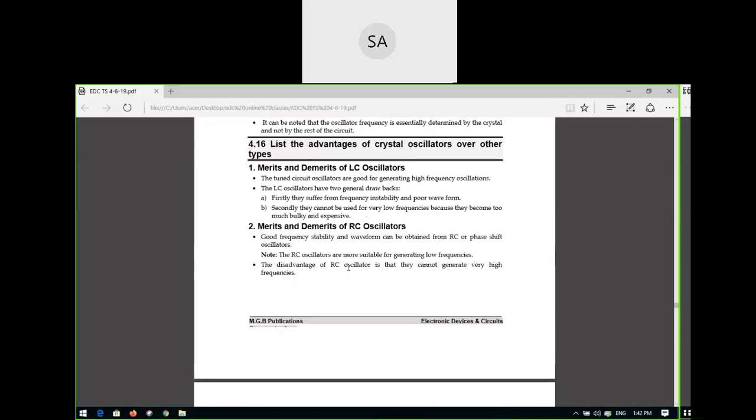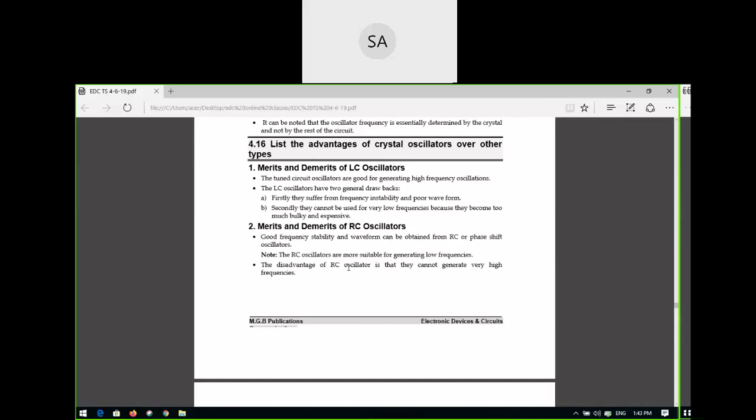Correct or not? And the demerit is that it has a bulky size, a very high size, because of the inductor. Inductor is a heavy component, so that is the major drawback. Firstly, it suffers from frequency instability and poor waveforms, and secondly, we should not use it for very low frequency applications, and it is too bulky and expensive. Okay, so these are the major disadvantages of LC oscillators.